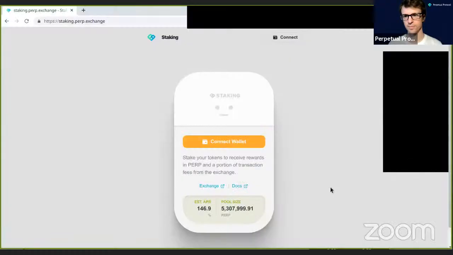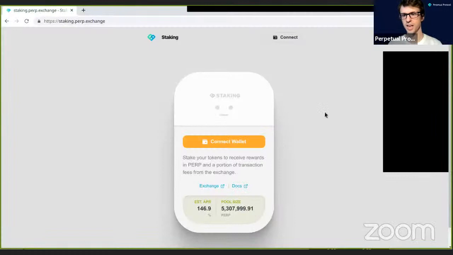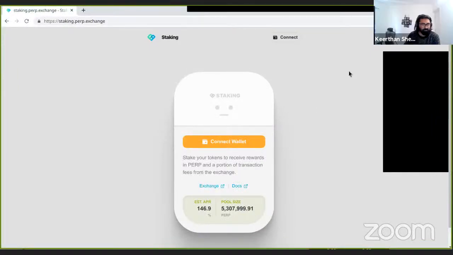Switch to the staking. Hold on. All right, so now you should see the staking interface. Waiting, can you just confirm that it's looking all right? Yep, it's looking good. All right, great.